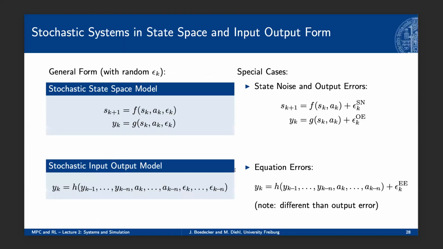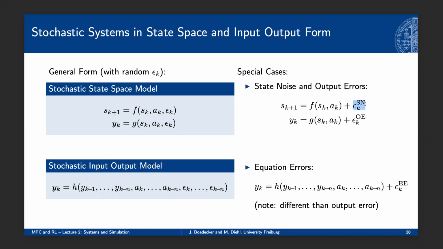So now I want to go into stochastic state space and also input-output models, and they are just a bit different. The most general form is on the left. On the left, we see some random variable epsilon_k, and then it somehow influences the state transition. So the next state is influenced by noise, but also the measurement is influenced by noise, and it might be influenced by the same noise or by different noises. On the right, I already show a special case, and that's the most common one, where we have a so-called state noise added to the state here.